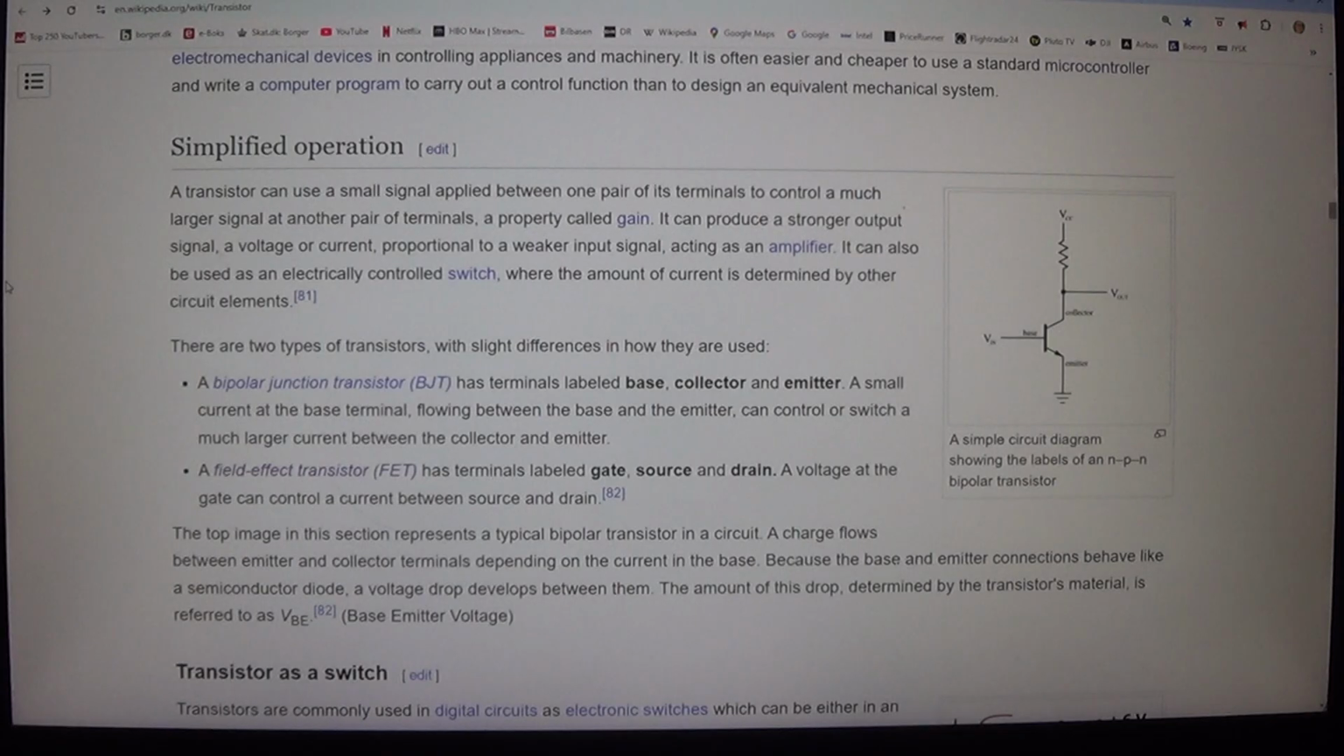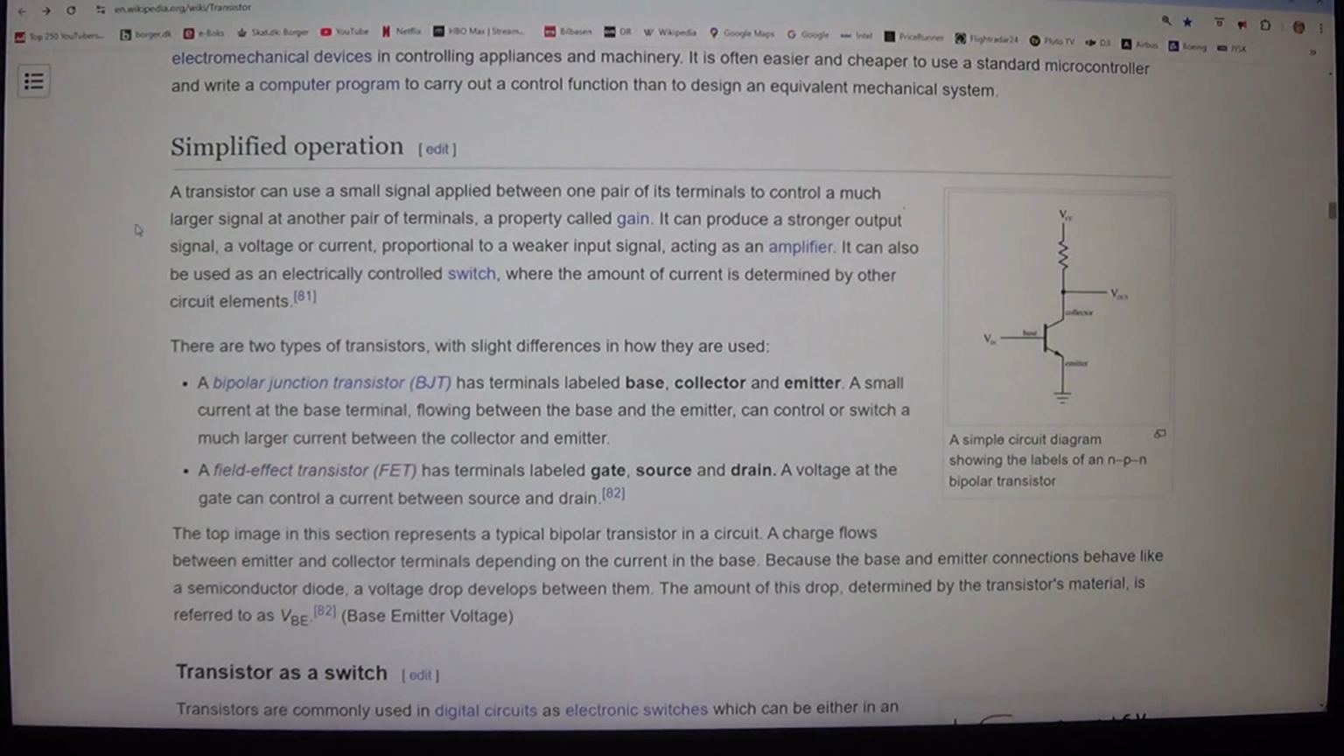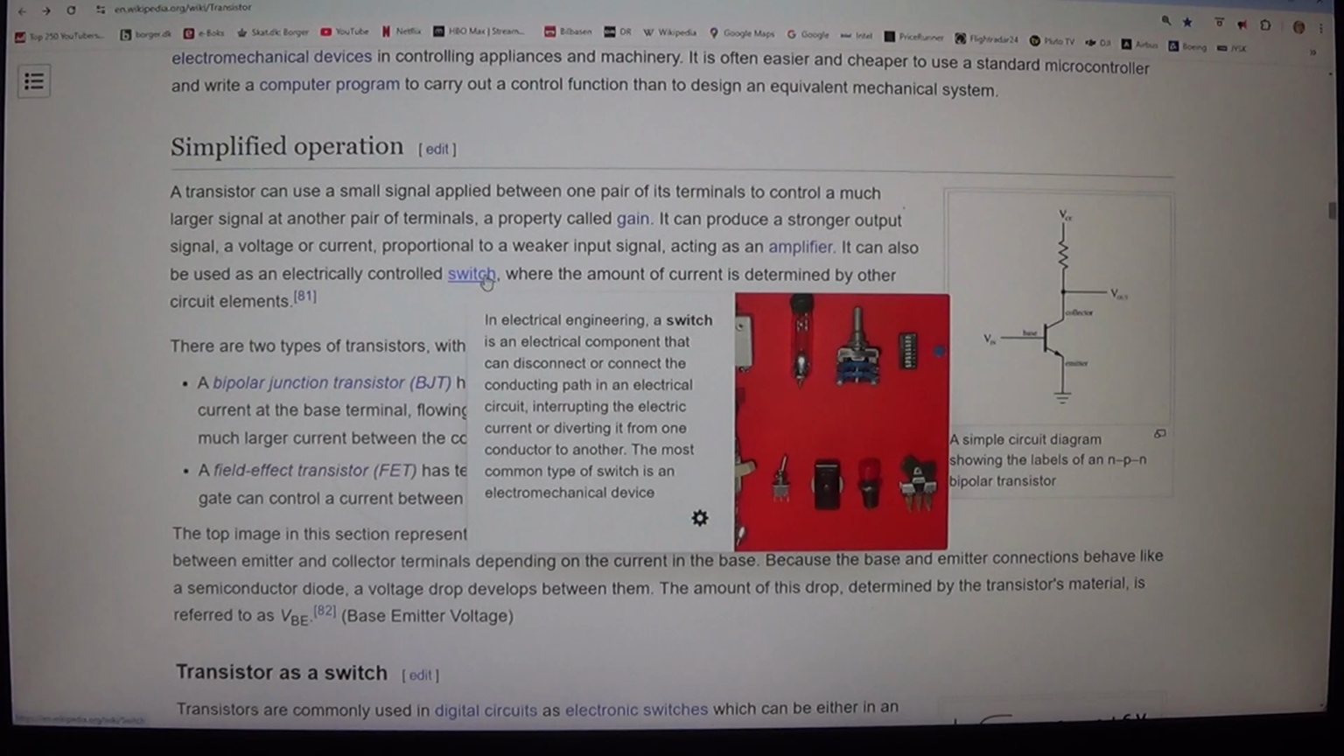Simplified operation. A transistor can use a small signal applied between one pair of its terminals to control a much larger signal at another pair of terminals, a property called gain. It can produce a stronger output signal, a voltage or current, proportional to a weaker input signal, acting as an amplifier. It can also be used as an electrically controlled switch, where the amount of current is determined by other circuit elements. There are two types of transistors, with slight differences in how they are used.